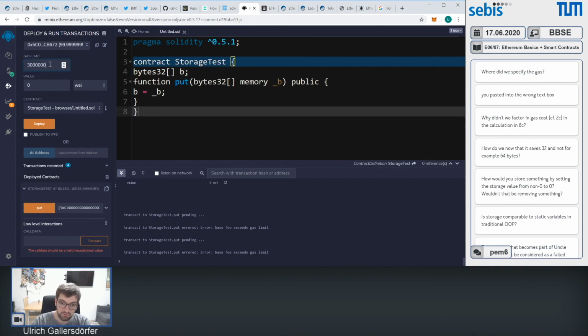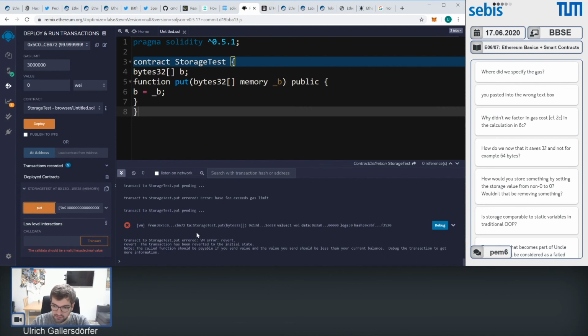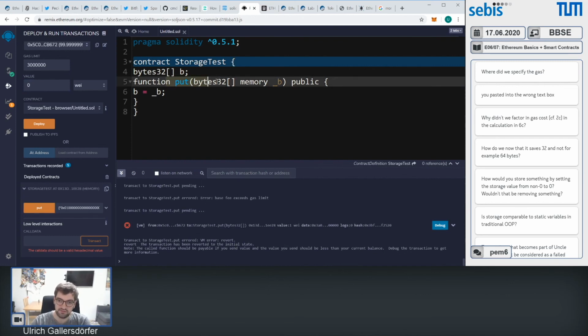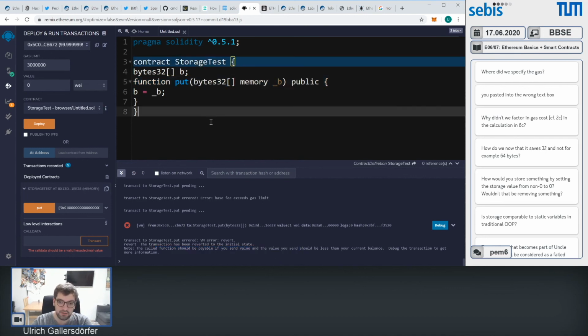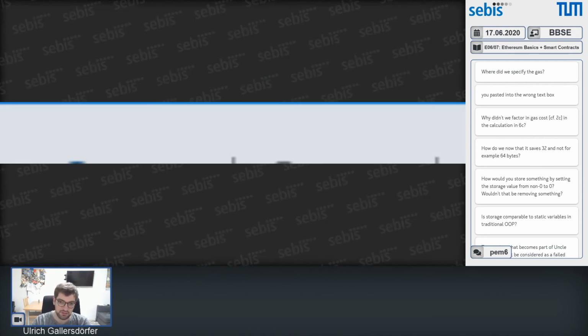Also, what's very interesting, if we provide enough gas, but send some money with it, then we will also have a failure because this function is not payable. It has to be payable if we want to send money to it. So the call function should be payable if you send value. So that's also very, very easy. Okay, let's continue with the sheet.